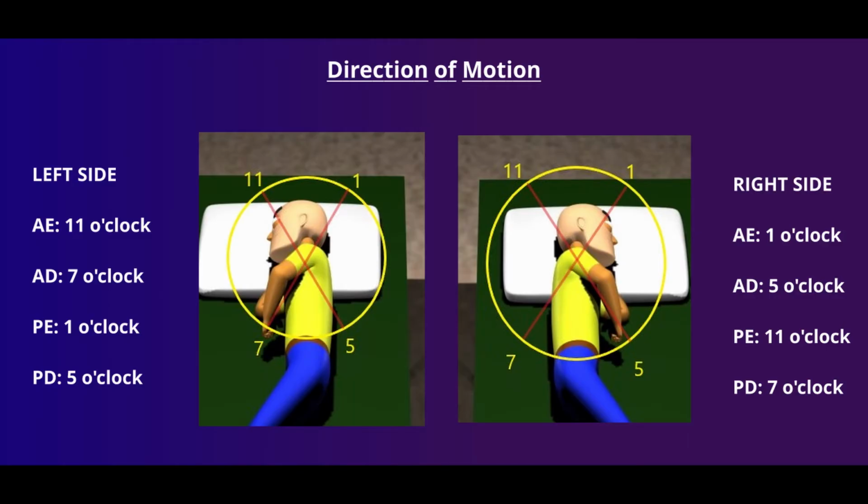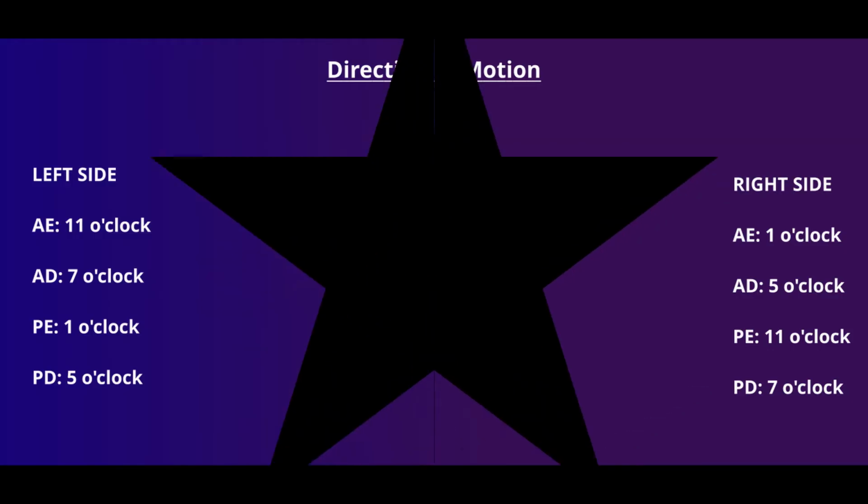Please note that your clock reference points will change depending on whether the patient is being treated for the right or left side. For anterior elevation and posterior depression, we're moving towards the nose and the back pocket respectively. For posterior elevation and anterior depression, we're moving towards the back of the head and the front pocket. Let's take a closer look at these individually.